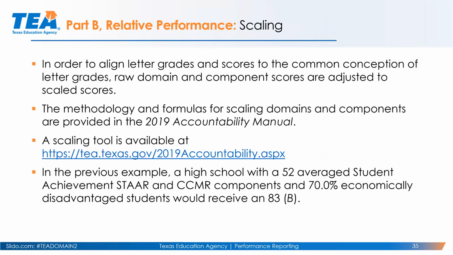And in order to align letter grades and scores to the common conception of letter grades, raw and component scores are again adjusted to scale scores. The methodology and the formula for scaling domains and components are provided in the accountability manual, and a scaling tool is available. So in the previous example, a high school with 52 averaged student achievement STAAR and CCMR components and 70% reported economically disadvantaged students would receive a B. Specifically, they would receive an 83 scaled score using our online scaling tool.